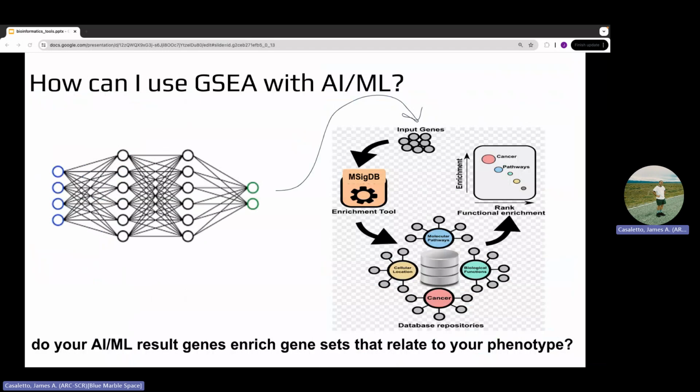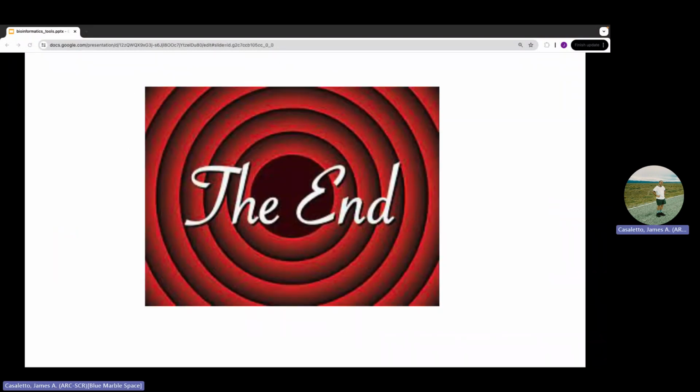Now, how can I use gene set enrichment with AI/ML? Well, do the result genes from your modeling enrich gene sets that relate to your phenotype? And that's it. That brings us to the end of the lecture in which we discuss performing differential gene expression analysis, pathway enrichment analysis, and gene set enrichment analysis. In the hands-on activity, you'll have the opportunity to experience using each of these tools and interpreting their results.